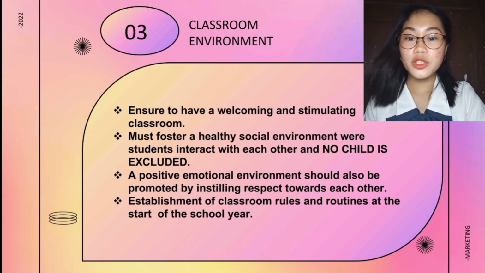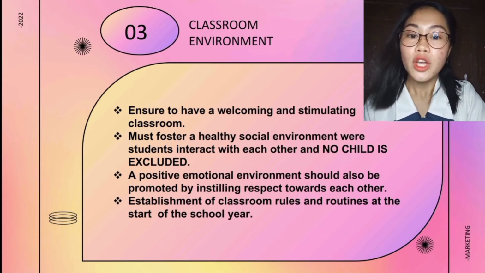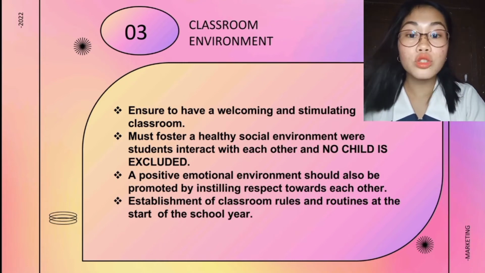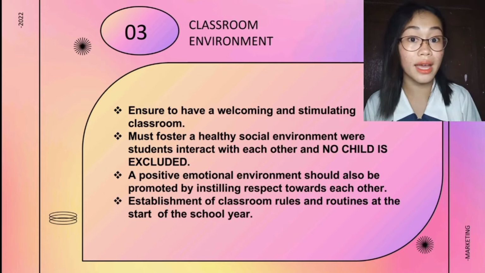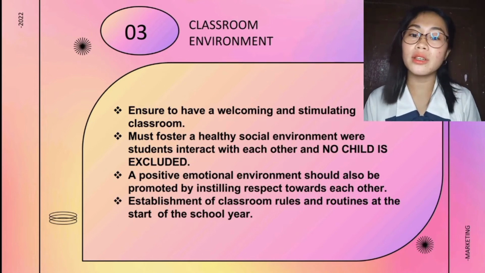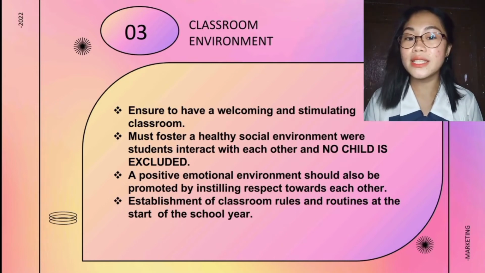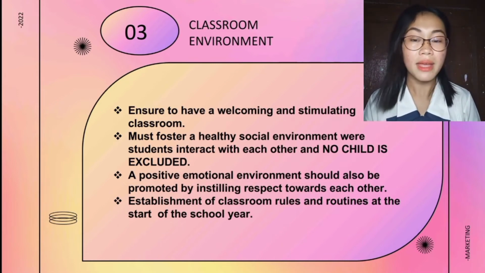A positive classroom environment can be easily achieved through the establishment of rules and routines at the start of the school year. So aside from promoting a healthy social and emotional learning environment, this also adds structure and organization to the instruction. Rules may be general, such as always do your best and be kind, or specific, such as submit your requirements on time and raise your hand if you want to say something.